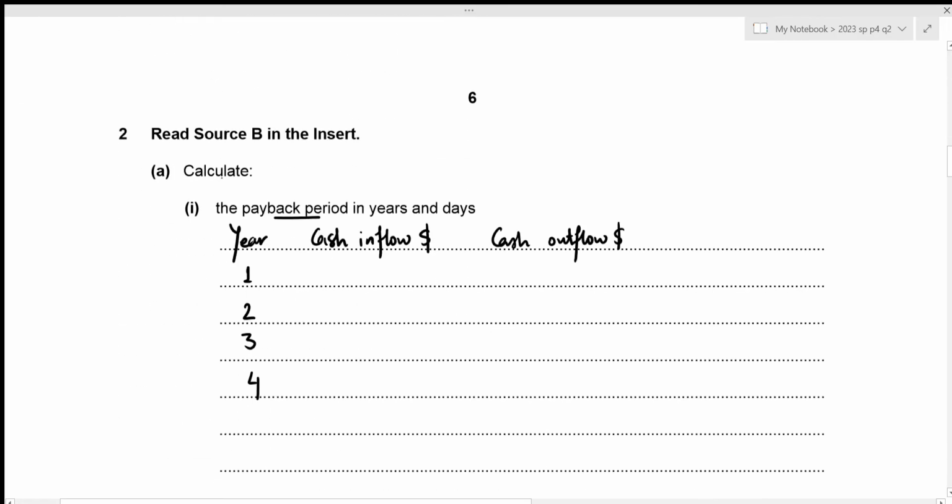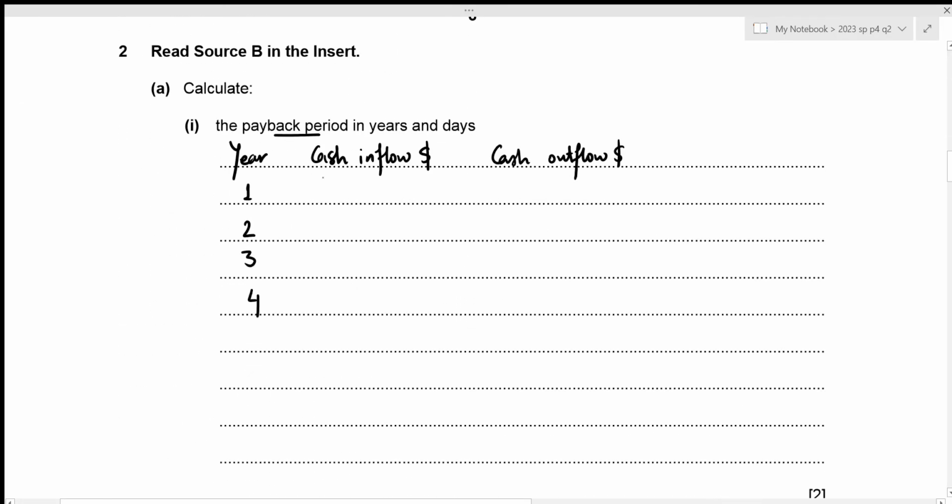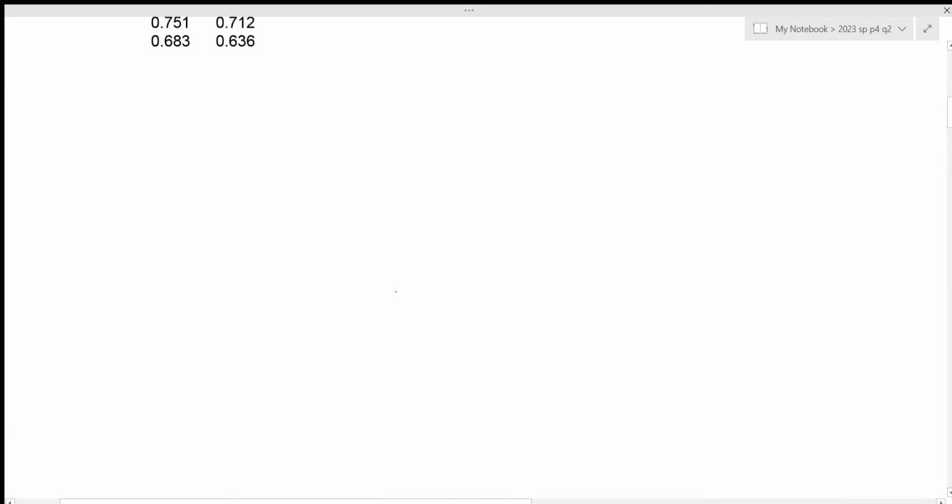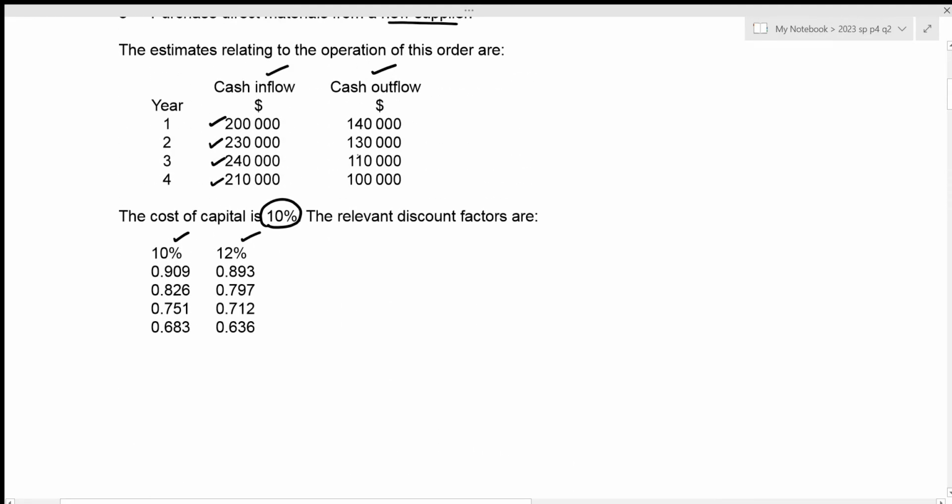Let's write it down. That's 200,000 for year 1, 230,000 for year 2, 240,000 for year 3, and 210,000 for year 4. Now let's have a look at our cash outflows. For year 1, that's 140,000. For year 2, it's 130,000. For year 3, it's 110,000. And for year 4, that's 100,000.